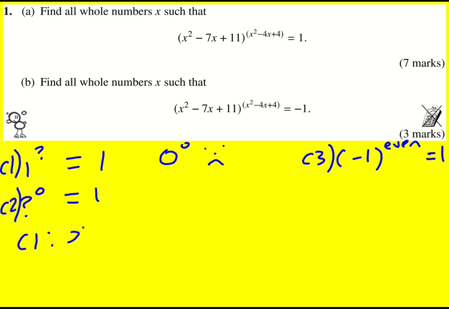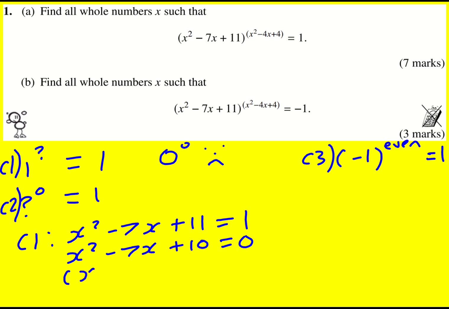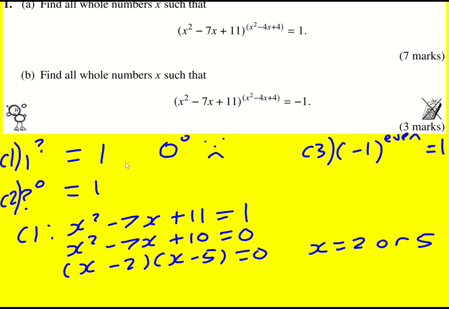Well, I can set, therefore, my x squared minus 7x plus 11 equal to 1, which means x squared minus 7x plus 10 is equal to 0. This factorizes x minus 2, x minus 5. So x is equal to 2 or 5. And it actually doesn't matter what the exponent's going to be, so I'm not going to check it.